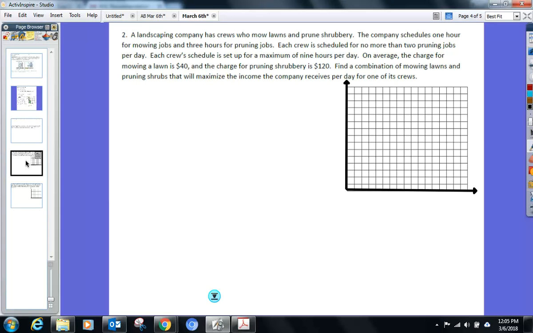First thing I always go to is the end because I want to make sure I know what my x and y variables are. So find the combination. I'm going right to the last sentence, everybody. Find a combination of mowing lawns and pruning shrubs that will maximize the income. So it looks like I need x to be, I'll just go right in order, number of lawns. And I'll go y equals number of shrubs pruned.